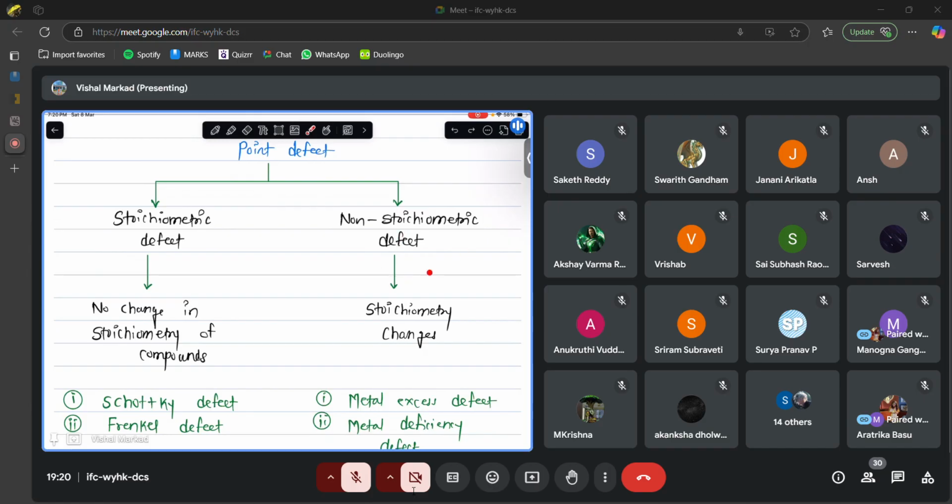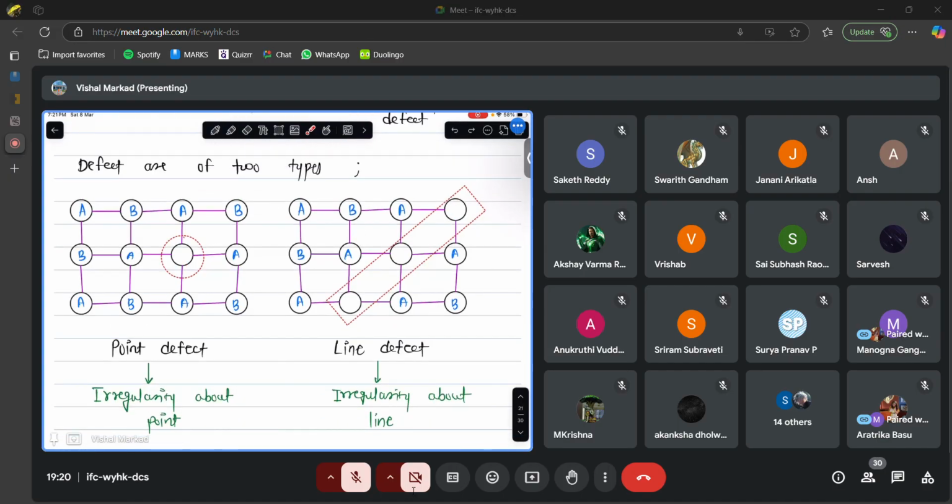In case of non-stoichiometric, the stoichiometry changes. Means like if NaCl is there, I am giving a hypothetical example, then Na will be like 0.90 and Cl 1. Like that, it will not be a perfect integer. So there the stoichiometry changes. Why? We are removing atoms here, so obviously the number of atoms will change. So Na will not be 1, it will be less than 1.